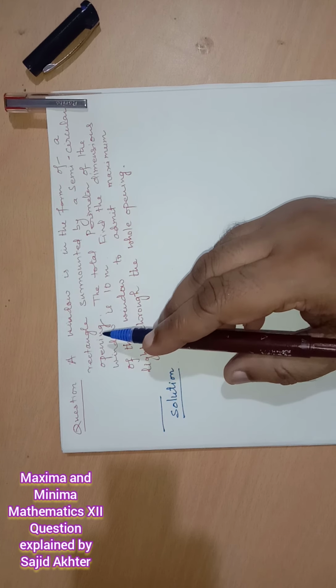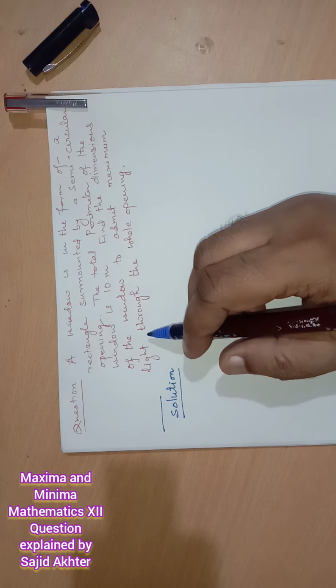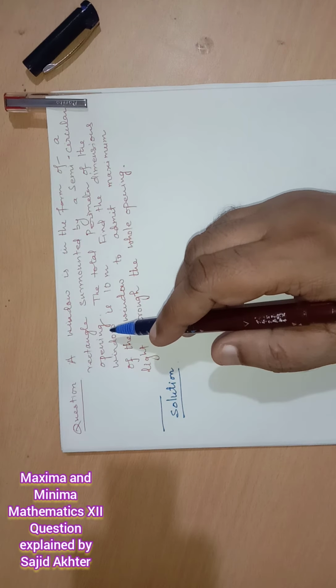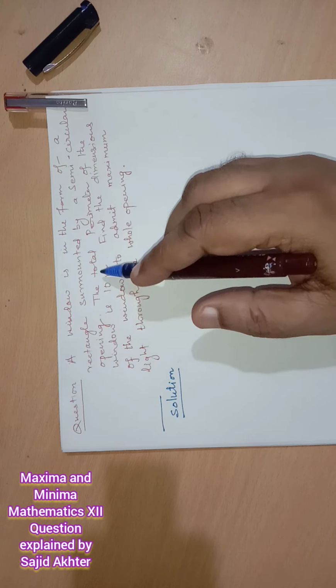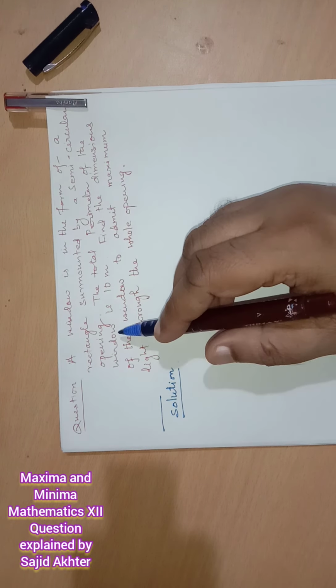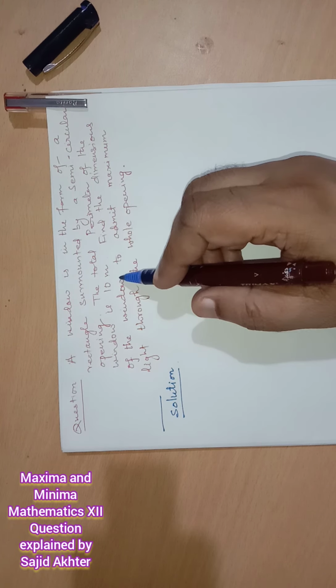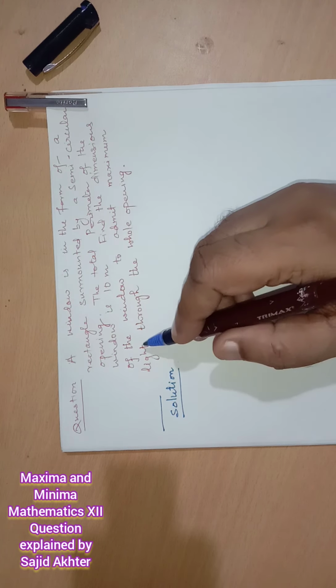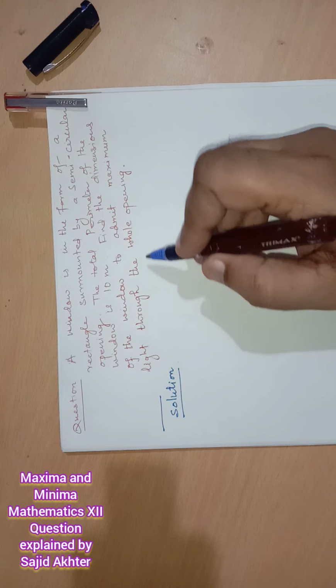This is a question I have taken from the miscellaneous chapter of the NCERT book of the CBSE board. A window is in the form of a rectangle surmounted by a semicircular opening. The total perimeter of the window is 10 meter. Find the dimensions of the window to admit the maximum light through the whole opening.